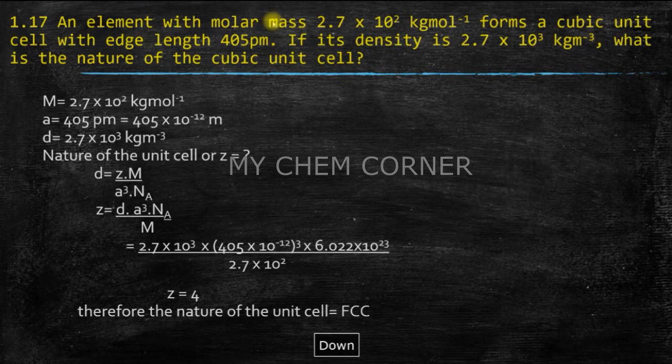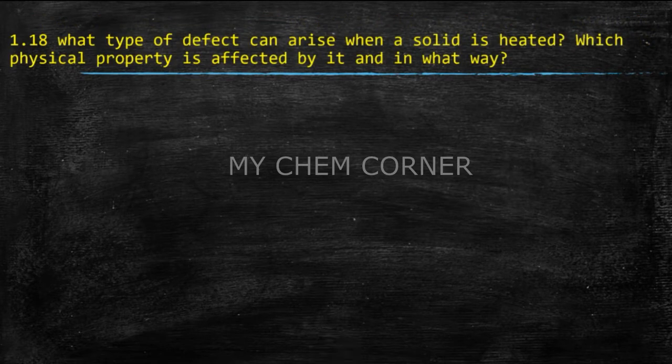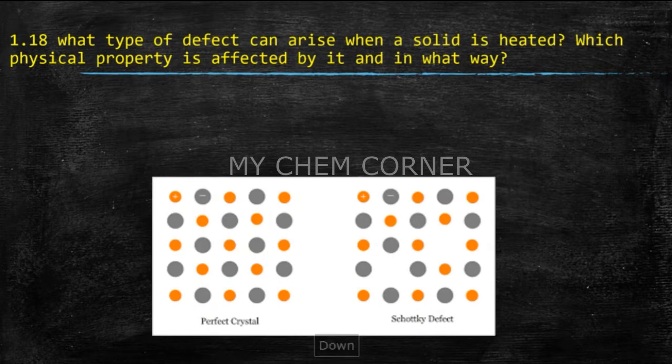Now the next question is question number 1.18. What type of defect can arise when a solid is heated? What physical property is affected by it and in what way? So totally 3 questions. First, we'll try to understand what happens when a solid is heated.